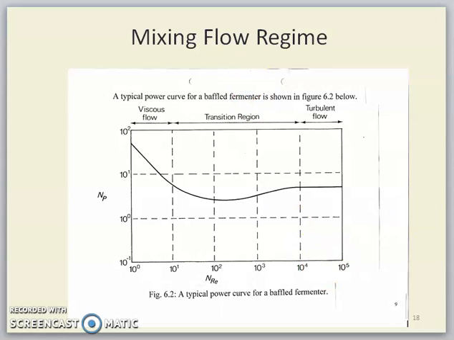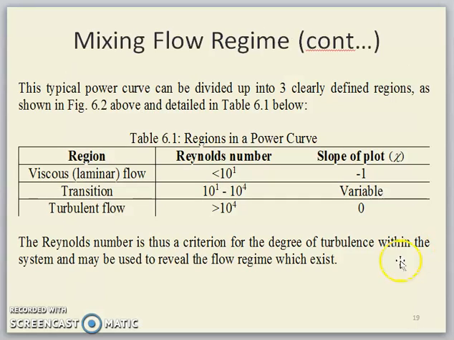Similar to fluid flowing through a pipe, the mixing flow regime in a fermenter is shown in this figure, where you can see here we have the viscous or laminar flow, the transition region, and turbulent flow. In most fermentation, we aim for this turbulent flow. And the region can be identified based on the Reynolds number.